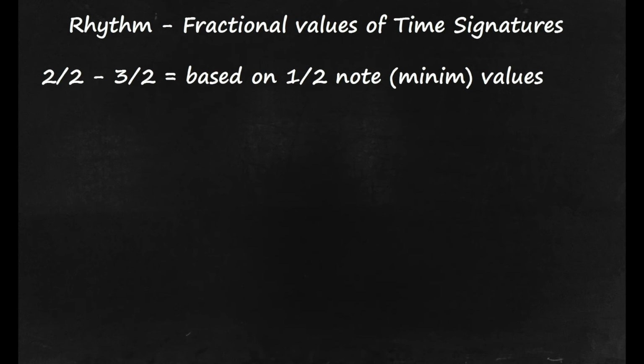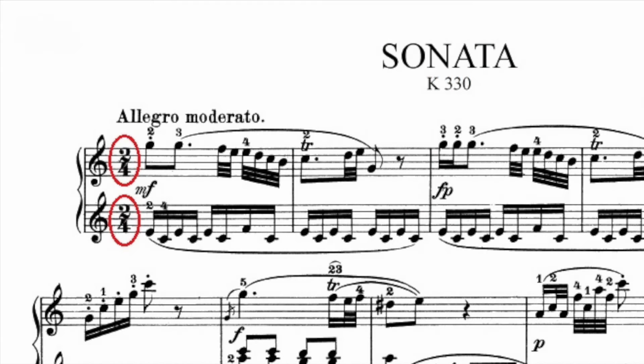These two examples of a time signature are based on half note values. Let's look at the first time signature of 2-2. On a stave, the number on the left would be stacked on top of the number on the right, as shown here at the beginning of this Mozart piano sonata, which has a time signature of 2-4.